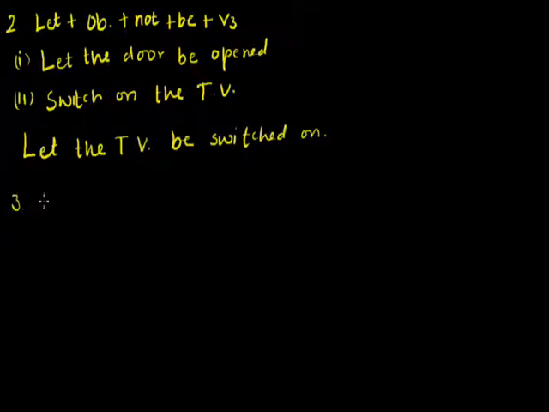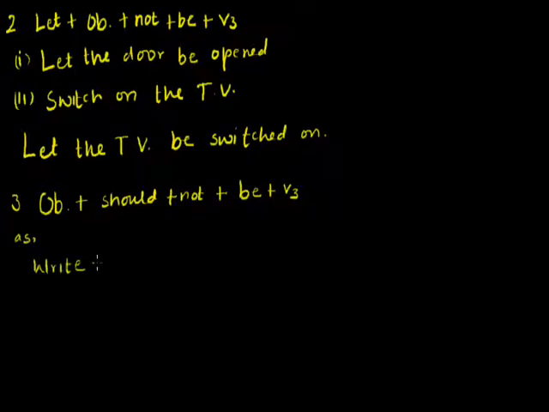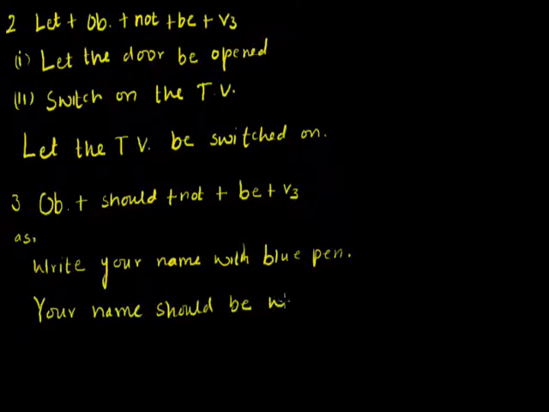The third method is, first we use the object in the beginning, then "should," if "not" is given, use "not" after "should," if it is not given, don't use it, then "be," then the third form of the verb. Okay, so for example, write your name with a blue pen. And the passive voice of this sentence will be, object first, your name is the object. Okay, and then "should be," then the third form written, then with the blue pen.